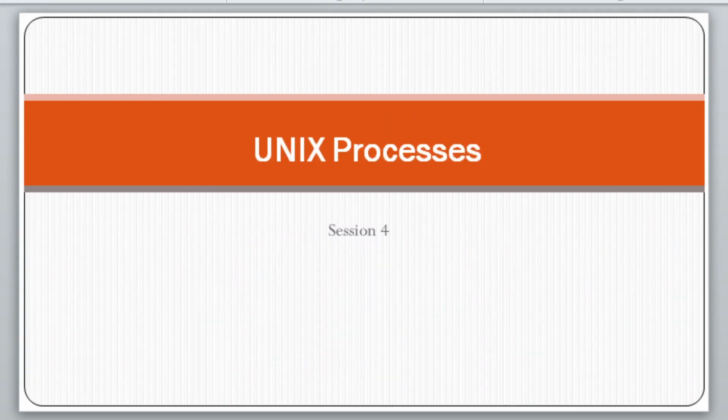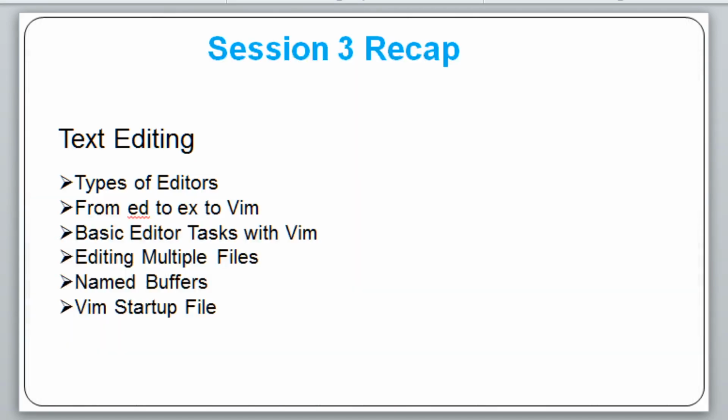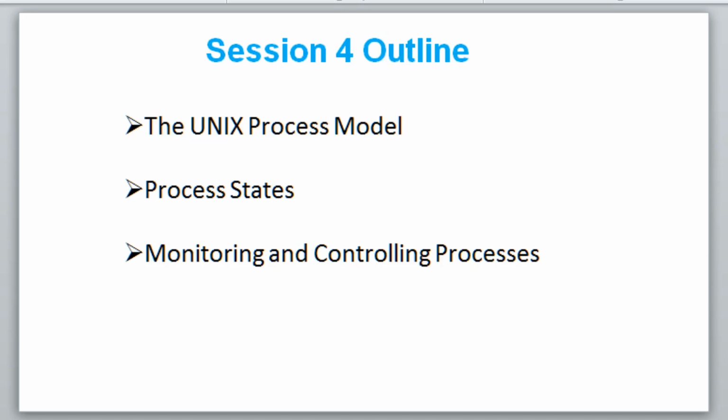So today we're going to be going over UNIX processes. In our last session, we went over text editing, types of editors such as ed, ex, and vim. We also went over some basic editor tasks with vim. We edited multiple files. We went over some named buffers. And we also showed you how to start up a vim file and edit within that file. Today, we're going to be going over the UNIX process model, process states, and monitoring and controlling processes.